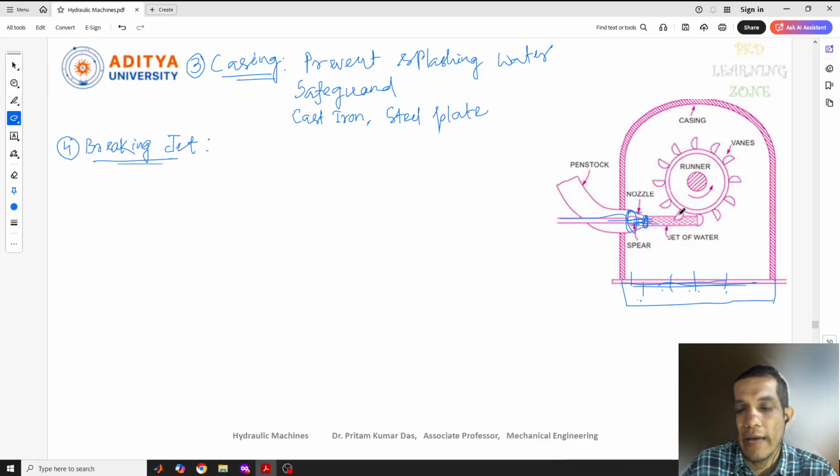Because the quantity of fluid, the velocity of the jet which strikes here, is very high, the runner will obviously start rotating continuously, even if the jet is stopped. Why? Because of the inertia. It will keep running continuously for a long time.